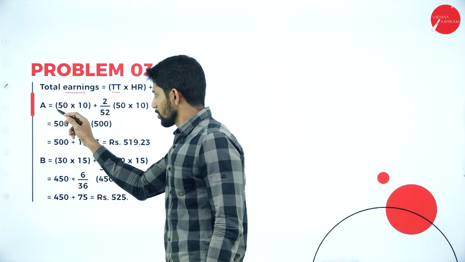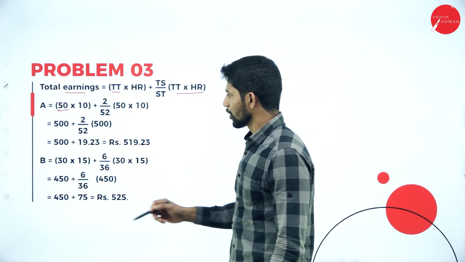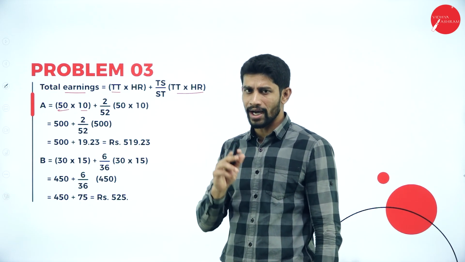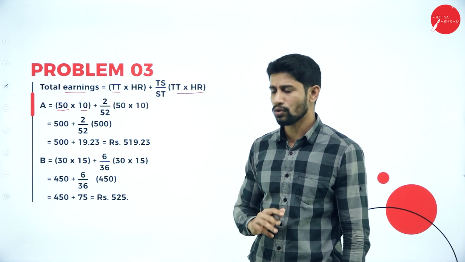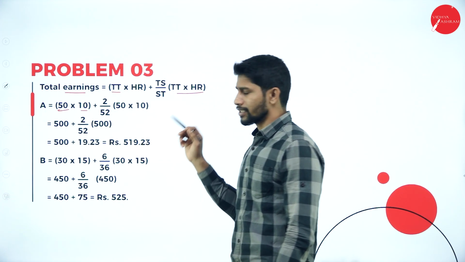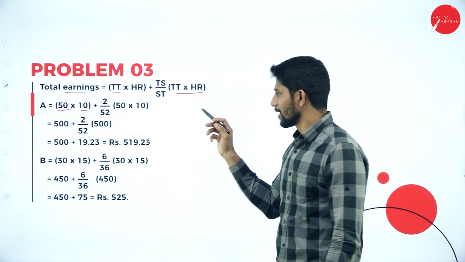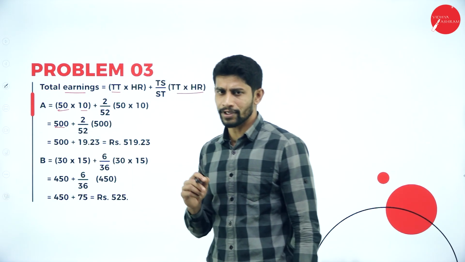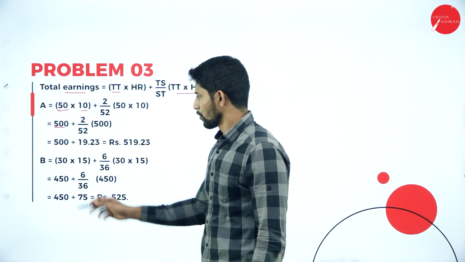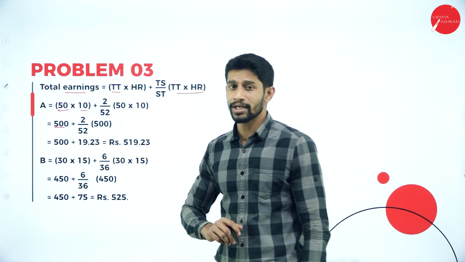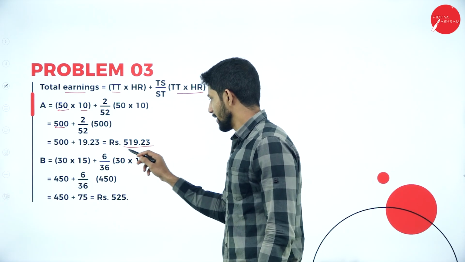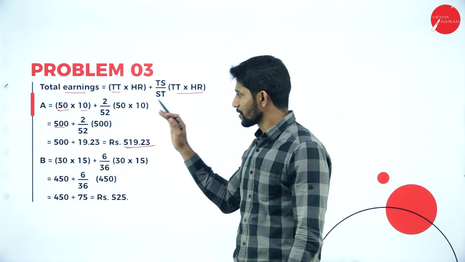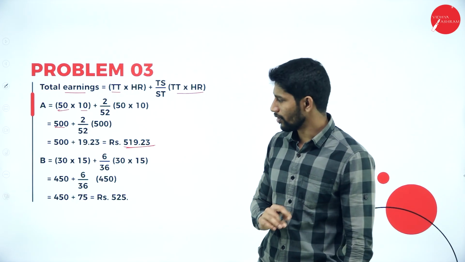So time taken by Mr. A is how much? 50 hours into the hourly rate of 10 rupees per hour, plus time saved by Mr. A is 2 hours divided by the standard time of 52 hours into 50, that is time taken, into the hourly rate 10. So 50 into 10, 500, plus 2 divided by 52 into 500. So 500 plus 19.23, total 519.23 is the total earnings of Mr. A, that is worker A under the Rowan plan.